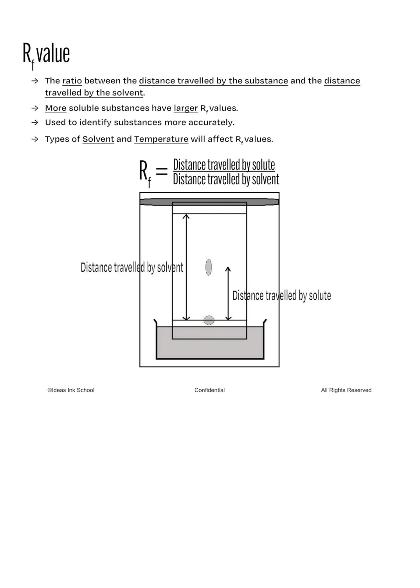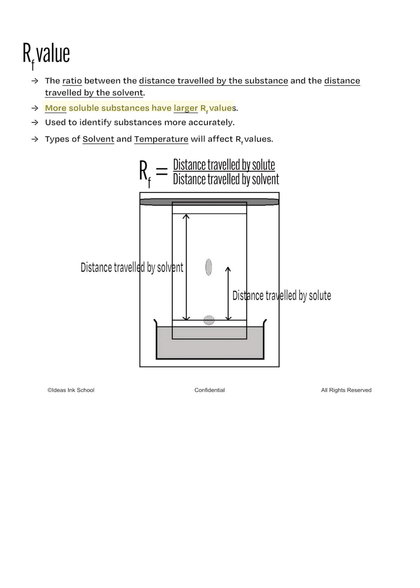You can pause the audio and refer to the diagram in the notes for a clearer understanding. Let's begin. The RF value of a substance is the ratio between the distance traveled by the solute to the distance traveled by the solvent. The distance traveled by the solute is measured from the starting line to the final position of the dot, while the distance traveled by the solvent is measured from the starting line to the solvent front.